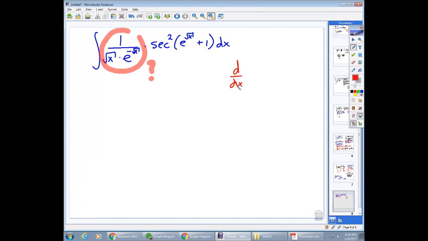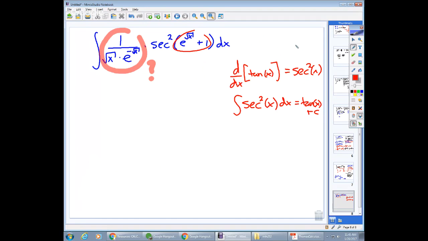But here's a thought that might help us. The derivative with respect to x of the tangent is what? It's the secant squared, yeah. So if somebody said, I need you to integrate secant squared of x, I can say, oh, that's just the tangent, right? So if I just had the secant squared of u, then I get this thing nailed. So I think I want to try and get this out of the way. I'm going to let u equal e to the square root of x plus 1.